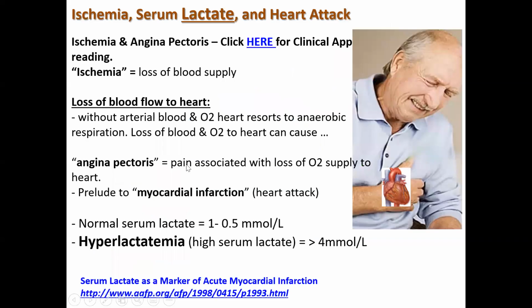So from here, nursing application: ischemia, that's how this is pronounced, serum lactate, and heart attack or myocardial infarction. Ischemia simply means a loss of blood supply. Any tissue can experience that. So without arterial blood and the oxygen that's being carried on our hemoglobin, the tissue resorts to anaerobic respiration, and then the heart muscle can die, not the whole thing, just what is downstream of the blockage.